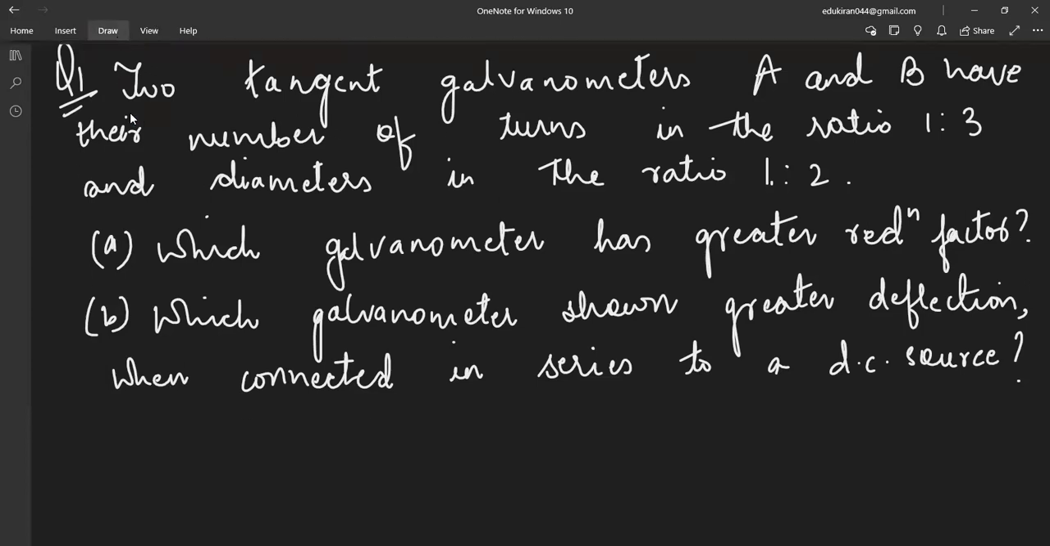Two tangent galvanometers A and B have the number of turns in the ratio 1:3 and diameters in the ratio 1:2. Now, which has a greater reduction factor? You have to tell which of them has a greater reduction factor. See, what is reduction factor? It is actually a constant.